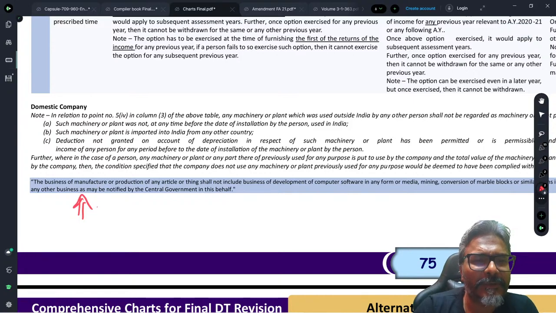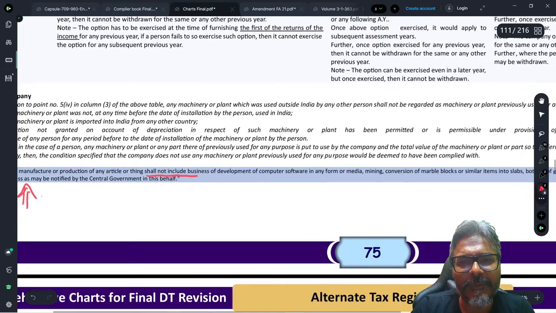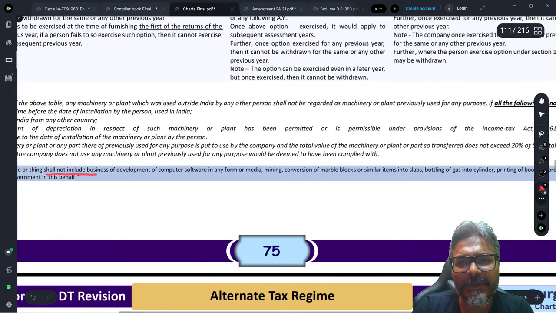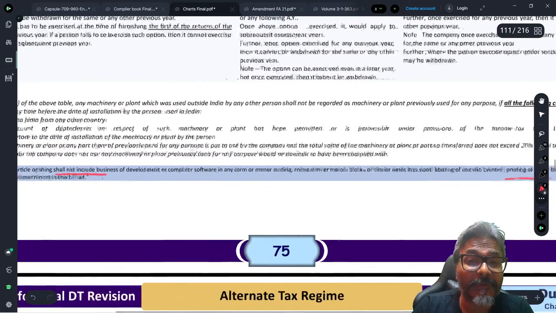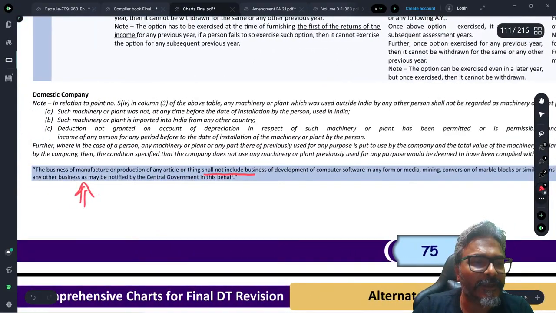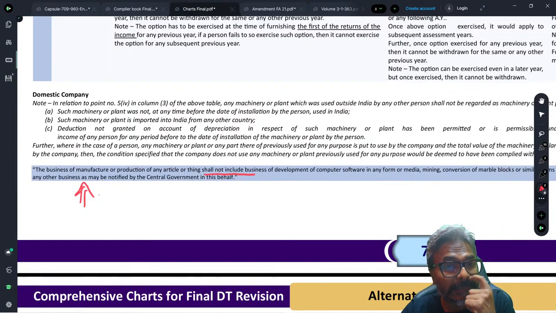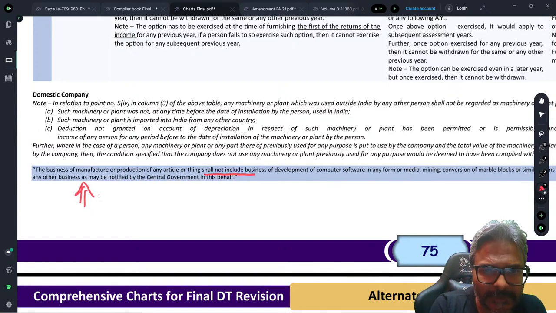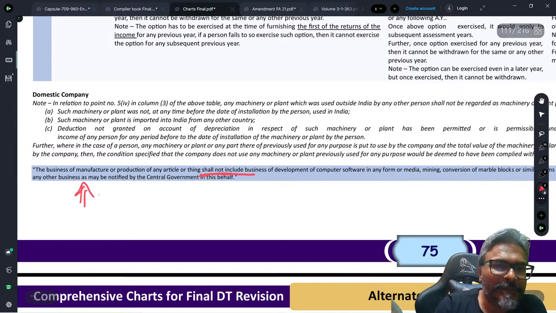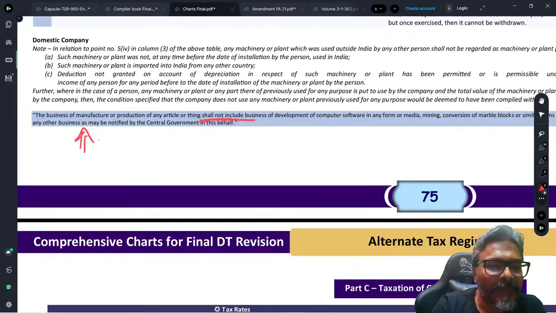The business of manufacture or production of any article or thing shall not include the business of development of computer software in any form of media, mining, conversion of marble block into slab, bottling of gas cylinder, printing of books, or production of cinema films. Printing of books or even the production of cinema films are considered as cases of the exclusions. So it shall not include the following. That is the exclusions which are being given over here, and that is exactly how the things have to be looked upon. I hope that all of you are clear with this.